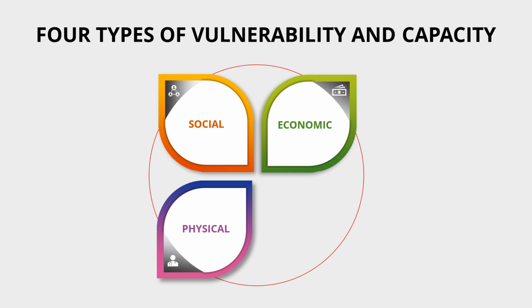So a great example of physical vulnerability is building in a seismic zone. When the earthquake strikes, this building will be damaged by the earthquake. Another great example of physical capacity is if these buildings in the seismic zone are retrofitted so they can withstand an earthquake better.